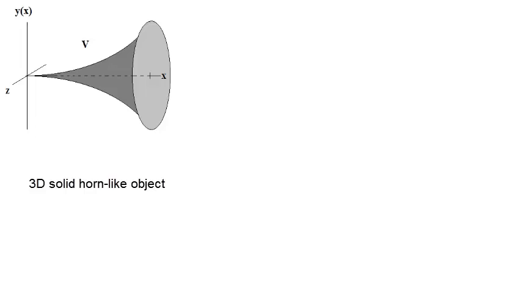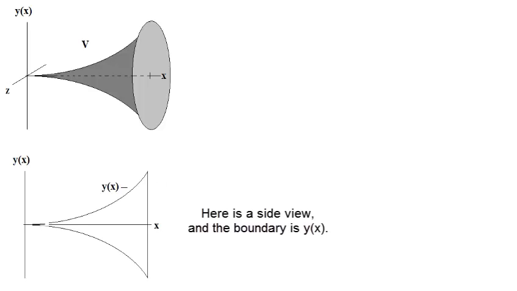Now determine the volume of an object. Here's a 3D solid horn-like object. Here's a side view, and the boundary is at y of x.